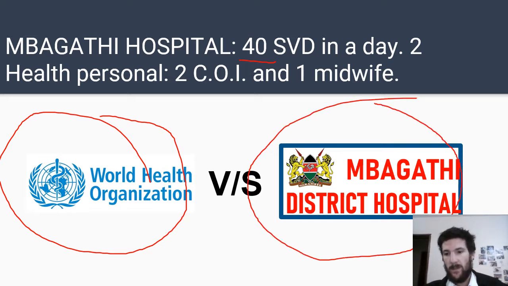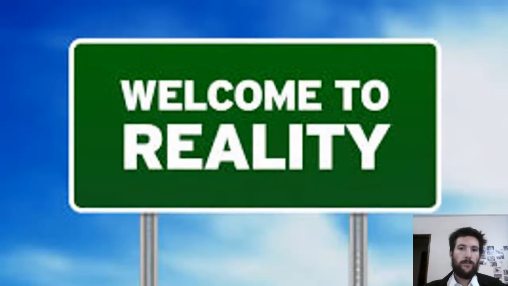We don't have the time, and we also don't have the strength to do all of that and to make that monitoring so frequently. So what do we do? Welcome to reality. With 40 deliveries a day, and we have only 1 theatre and a few human resources, we need to select our patients. We need to select the patients that need more strict monitoring.